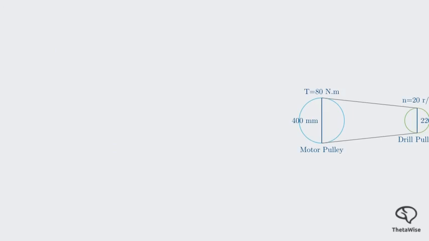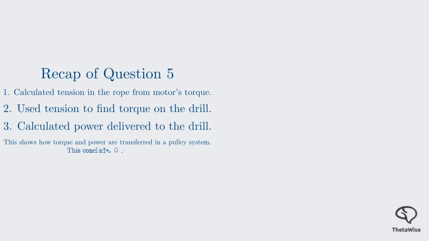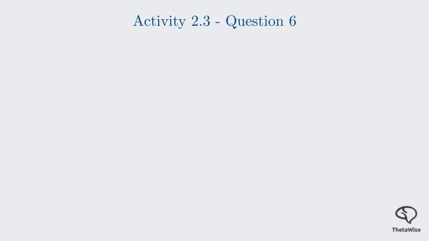To recap question 5, we found the tension in the rope from the motor's torque, used that tension to find the torque on the drill, and finally calculated the power delivered to the drill. This shows how torque and power are transferred in a pulley system. This concludes question 5. Question 6 deals with uniform angular acceleration.